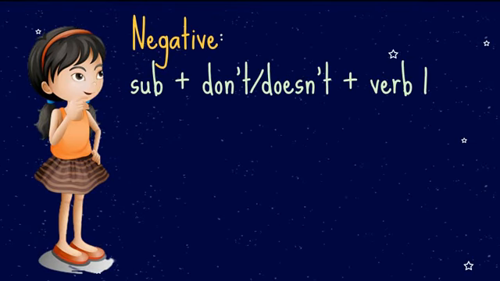And when we talk about the negative, it's going to be subject plus don't or doesn't plus verb's first form. Don't is the contraction for do not and doesn't for does not. Now let's look at the examples.